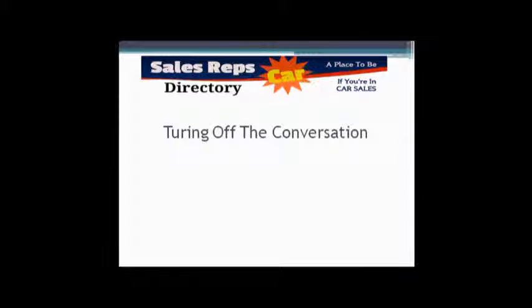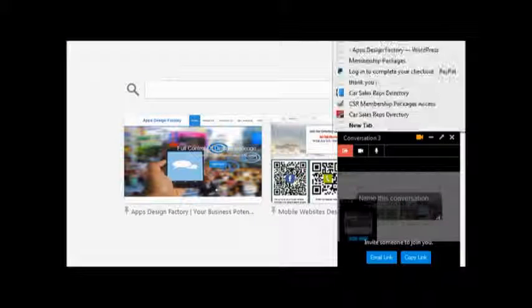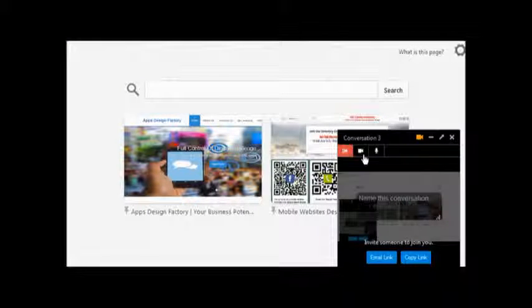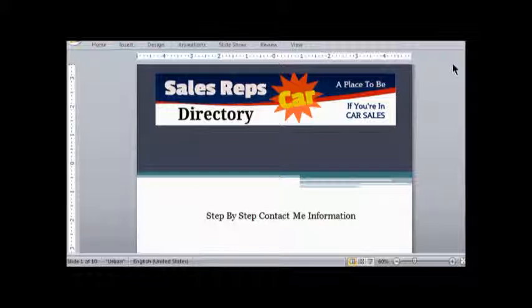Once we are over with our conversation, that is, after saying your goodbye to the person you are chatting to, you click on the red hang up button on the right of your screen, which is this one here. You click on hang up, it will hang up the conversation. Then the conversation will stop, your computer camera will switch off. That would be the end of the exercise.